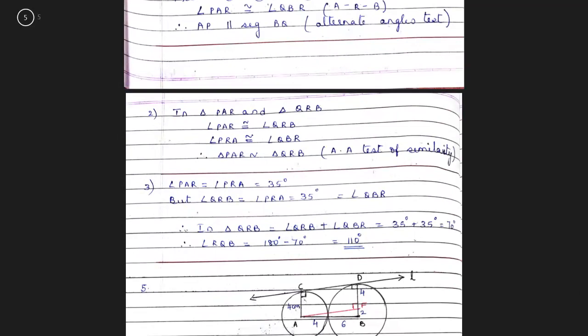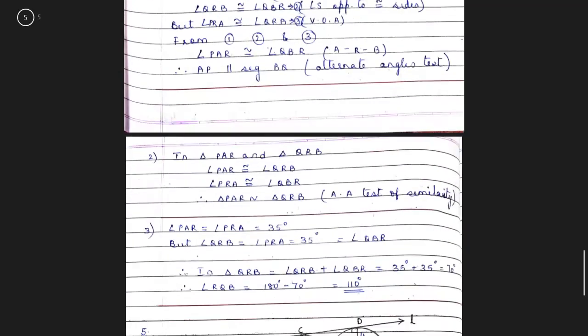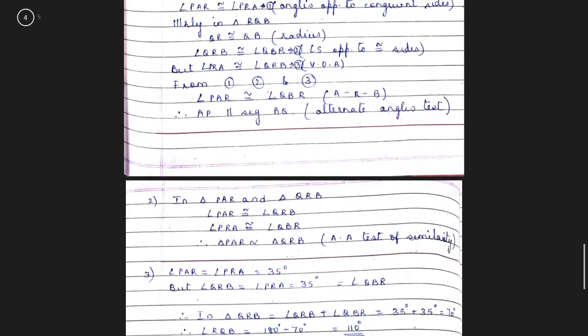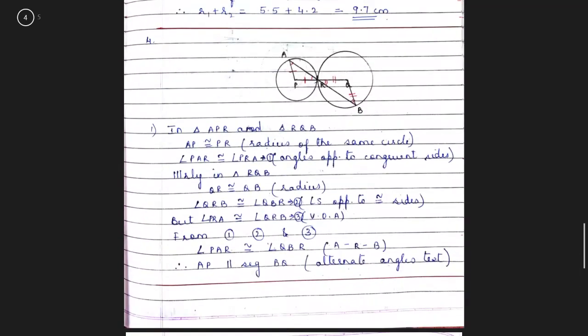Now the third question is to find out what is angle RQB. How will I find angle RQB? Now you are given angle PAR as 35 degrees. If angle PAR is 35, even angle PRA is 35 degrees because both angles are congruent. Now if angle PRA is 35, even angle QRB and angle QBR is also 35, right? So angle QRB and angle QBR is 35 degrees.